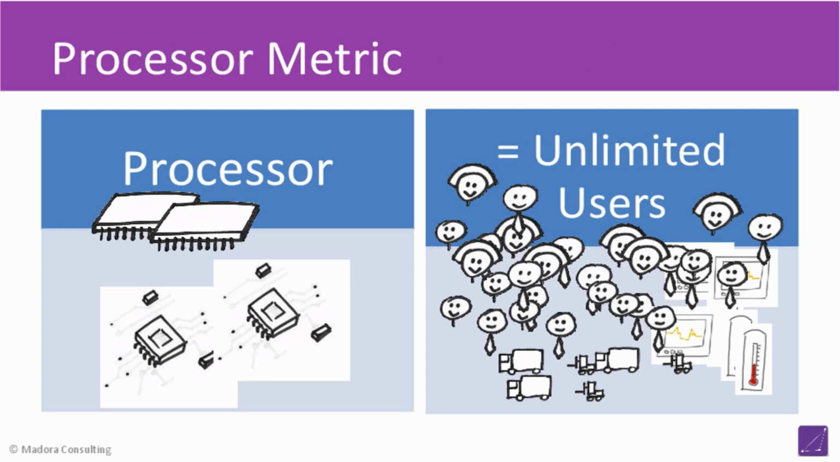So these are the 2 metrics that are currently available for database and most of the middleware products as well. But if you choose to license by processor, then you can set up an unlimited number of users on that server. And this type of licensing is required if you can't count the users, or the server is open to the internet, or there are high numbers of users.